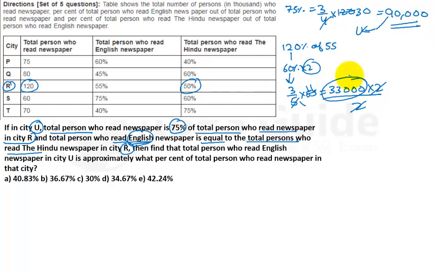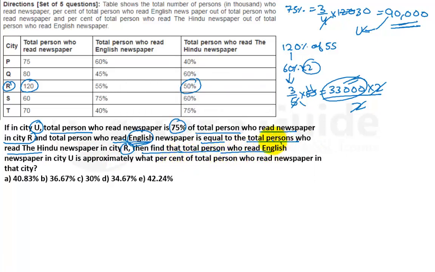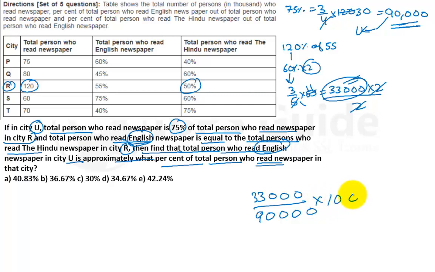So out of 90,000, 33,000 read English newspaper in city U, because English newspaper readers are equal to the total persons who read the Hindu newspaper in city R. Now he is saying, find the total persons who read English newspaper, which means 33,000, in city U, as approximately what percentage of the total persons who read newspaper, which means 90,000. Multiply by 100. Just calculate this.